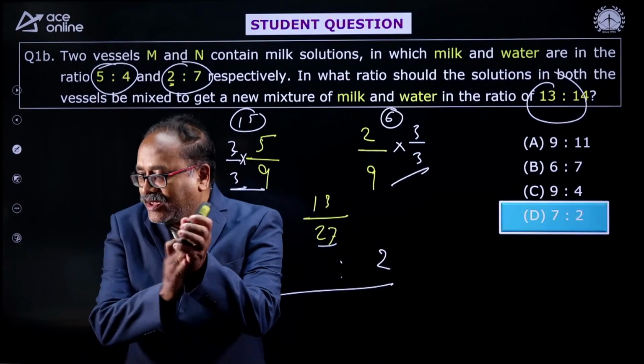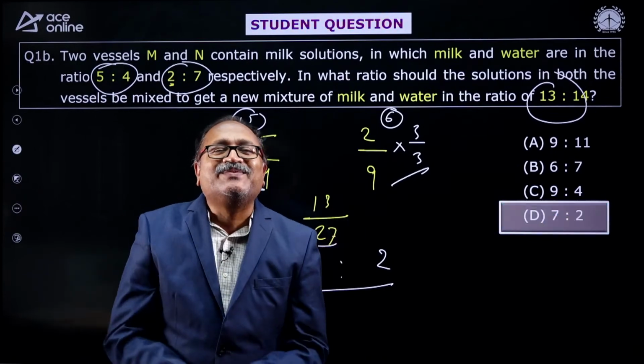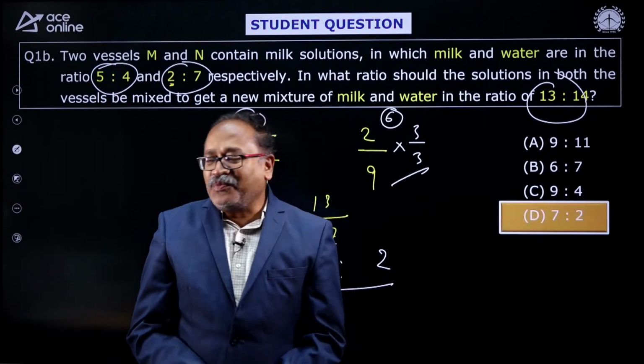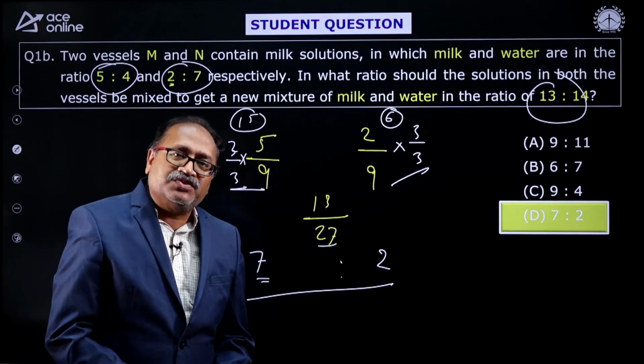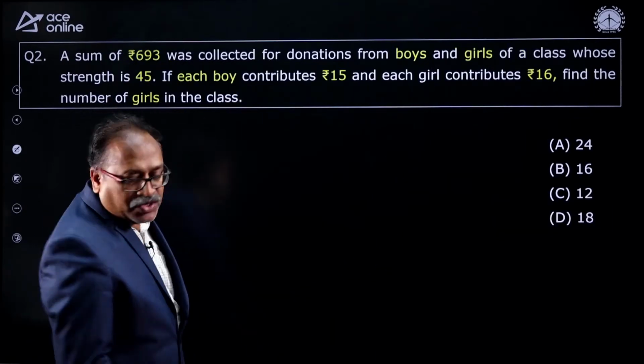Yeah, that's right, Sai. Wow, Sai. Very good morning, Sai. Very good morning. Okay, so the ratio is 7:2. Well done. The next question.